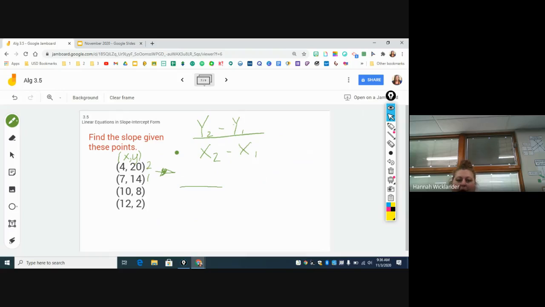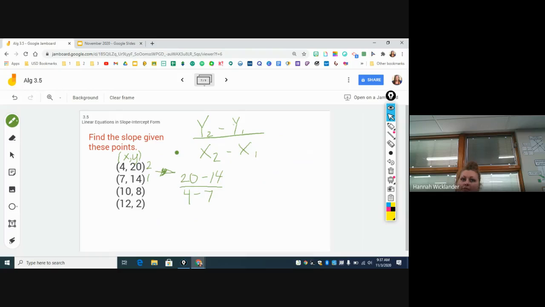So I'm going to do y2 minus y1. So I come to my ordered pair, look for my y coordinate, which is 20. So y2 minus y1. So y1 is 14 because I decided that this one would be my first set of ordered pairs. Then I do the same thing with the x's. I come to my second ordered pair and find x. That's my x2. Then I come to my first ordered pair and find x, and that's my x1.